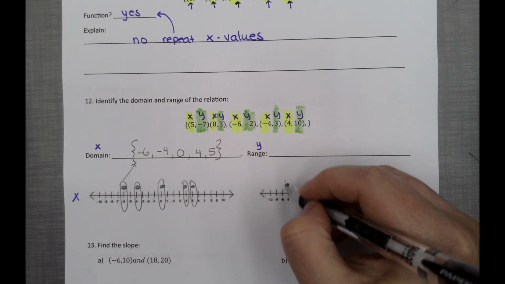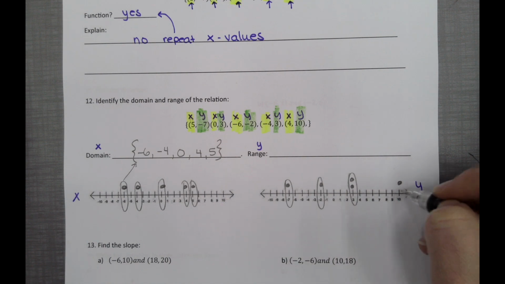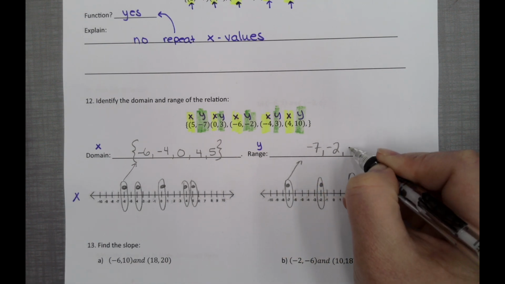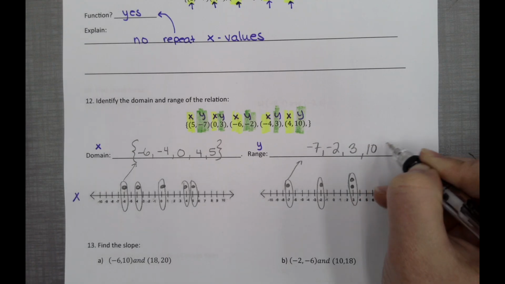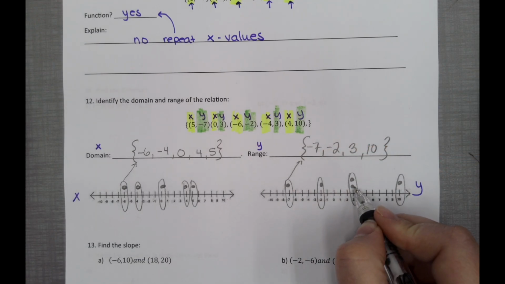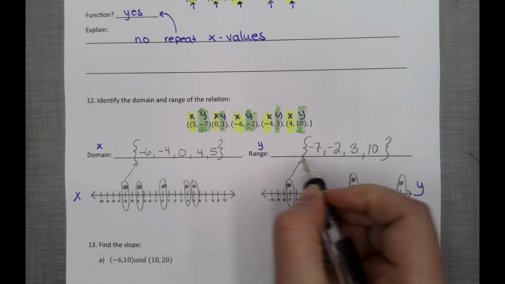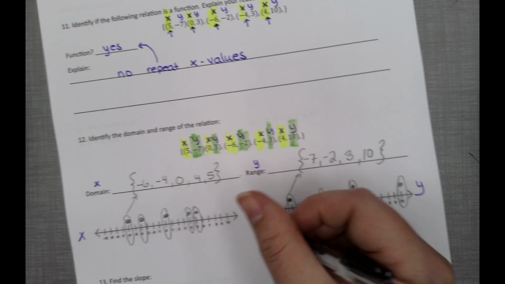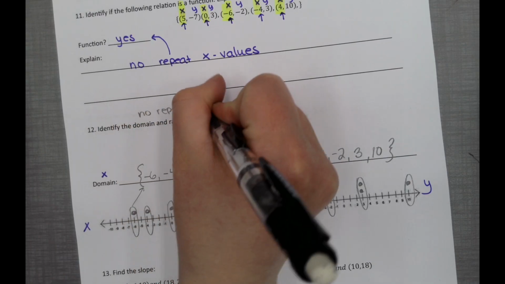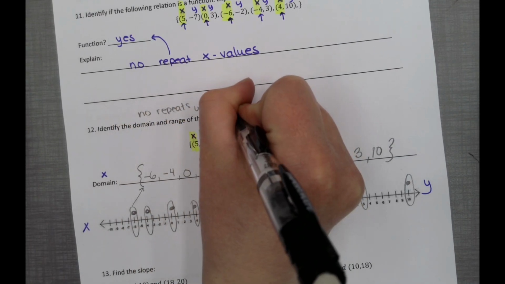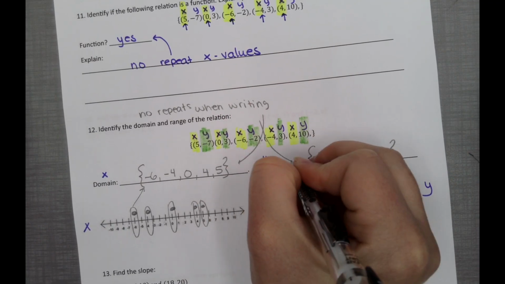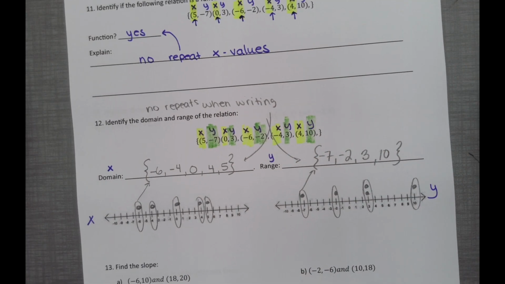So again, we're going to pick these up. Even though there are repeats, I'm not going to write it more than one time. Remember squiggly brackets. Repeats are okay for domain and range on the number line, but when you write them here, there are no repeated values. So no repeated values when you're writing domain and range.